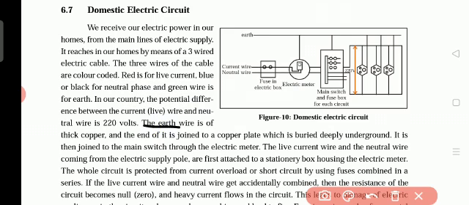The earth wire is of thick copper, and the end of it is joined to a copper plate which is buried deep underground. The earth wire is in the green color. It is connected to the copper plate in the ground. It is then joined to the main switch through the electric meter. Afterwards it is joined to the main switch.